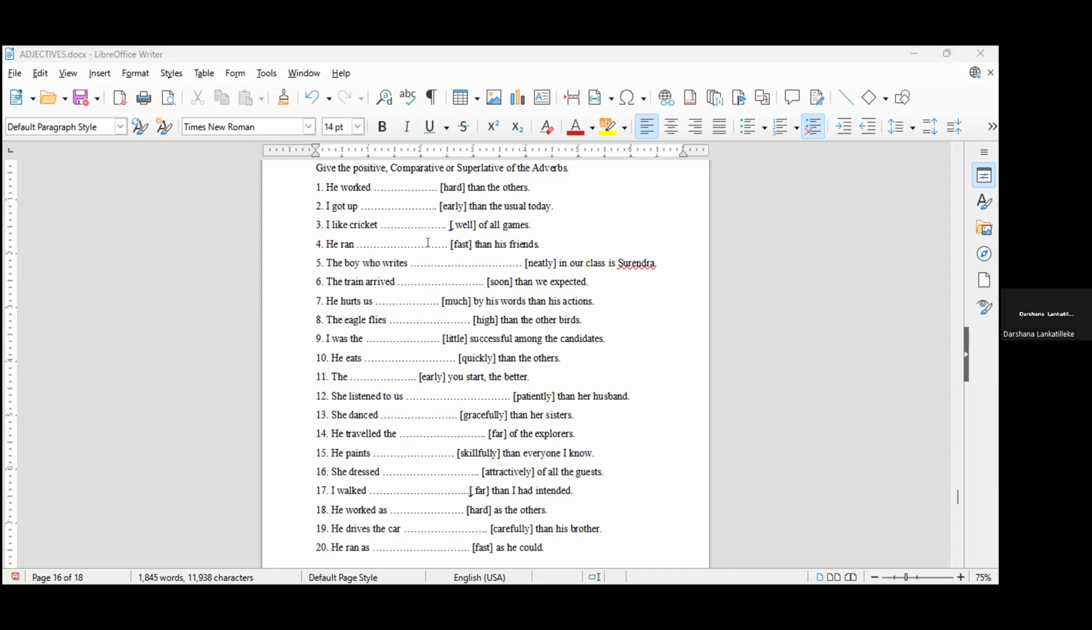Number 11: you start the better. The earlier you start, the better. Both comparative. Number 12: he listened to us than her husband, then more patiently. He listened to us more patiently than her husband. Then: she danced than his sister more gracefully. She danced more gracefully than her sisters.